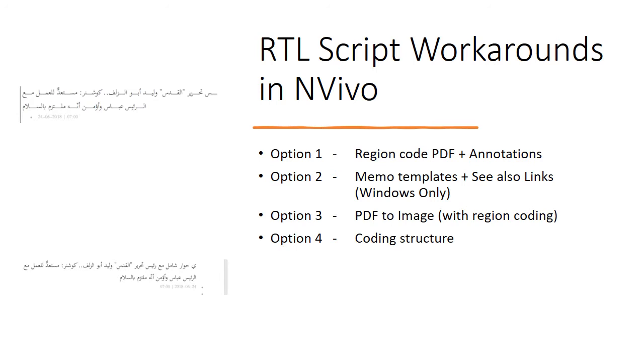So the 4 options we're going to cover are: option 1, region coding a PDF and adding annotations; option 2, using what we call Memo templates with See Also links, and See Also links are available only in NVivo for Windows; option 3, converting the PDF to an image and then using region coding to code the image; and option 4, setting up a coding structure that would help you as a workaround in NVivo. I'm going to cover the first 3 options, and then Steve will take over to describe the 4th option and some other methodological considerations around translation.